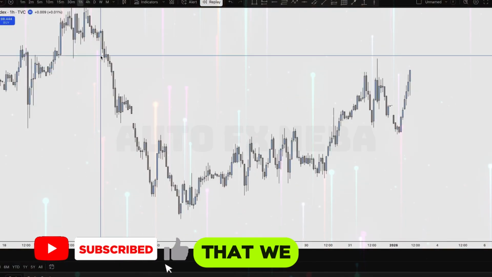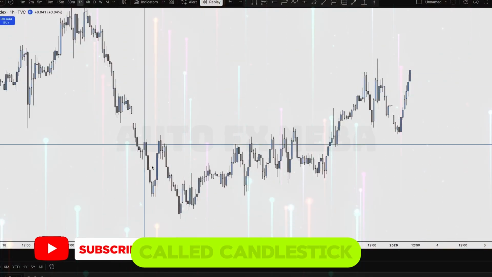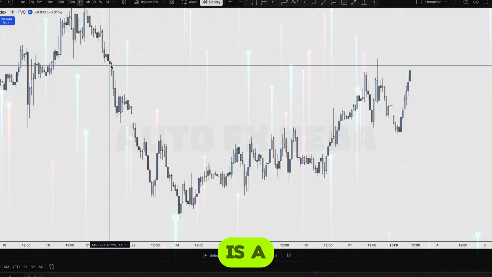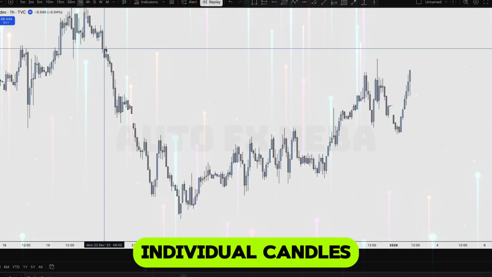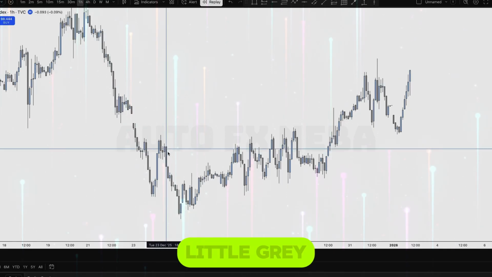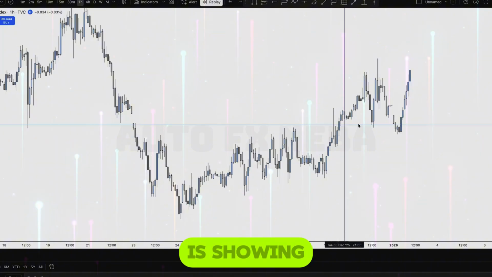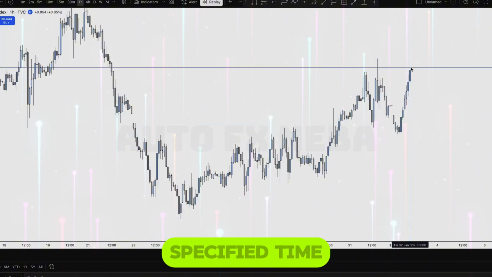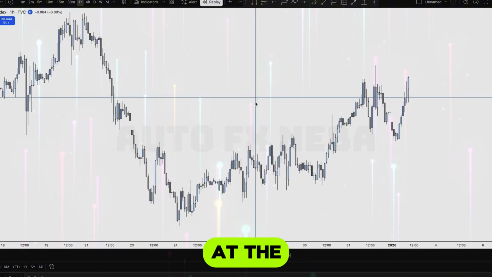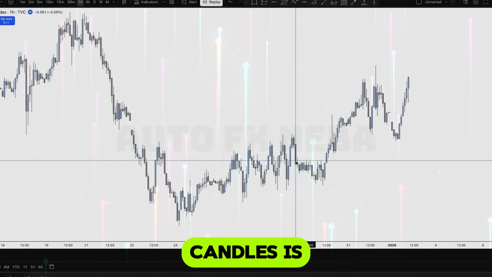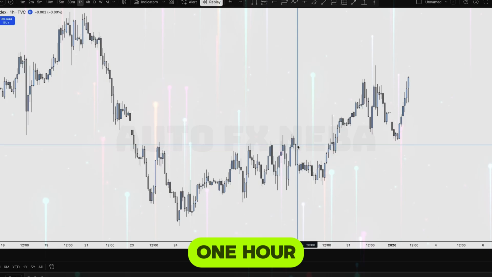So the charts that we use for our price action trading are called candlestick charts, Japanese candlestick charts. What they are showing is a series of individual candles, and each candle, so each one of these little gray or blue sticks, for you they might be green or red, can be any color you want, is showing price movement within a specified time frame. Now here we're looking at the 1 hour time frame, which therefore means each of these candles is showing price movement within 1 hour, okay?